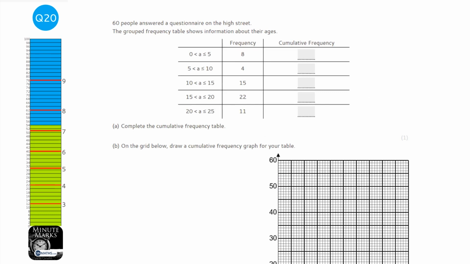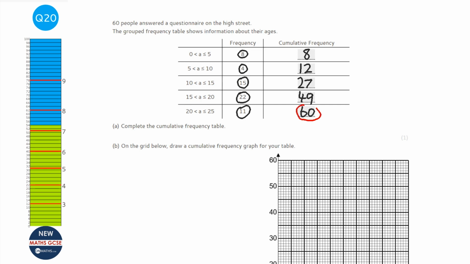So cumulative frequency is just a running total. So the first cumulative frequency is just going to be 8, because that's all the frequencies we've got so far. Then I'm going to add on the 4 to the 8 to get 12. Then I'm going to add the 15 onto the 12 to get 27. Then I'm going to add the 22 onto the 27 to get 49. Then I'm going to add the 11 on to get 60. Now, a way of checking this sometimes is that the last one should be the total amount of whatever it is. Well, it tells us there's 60 people in the question, so we should end with 60.